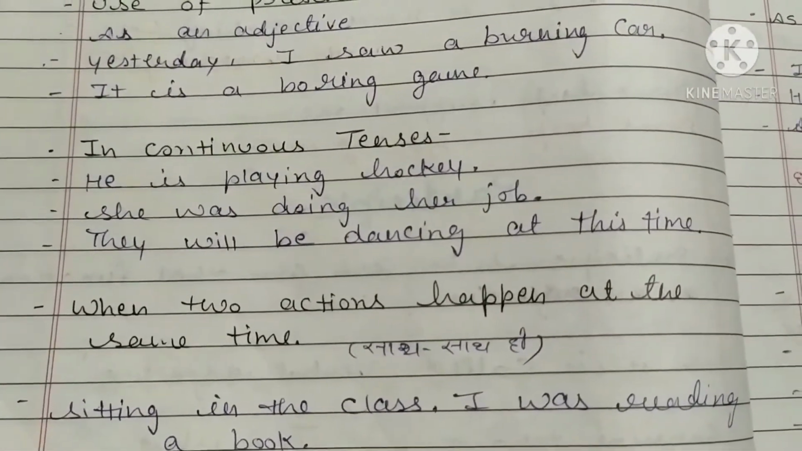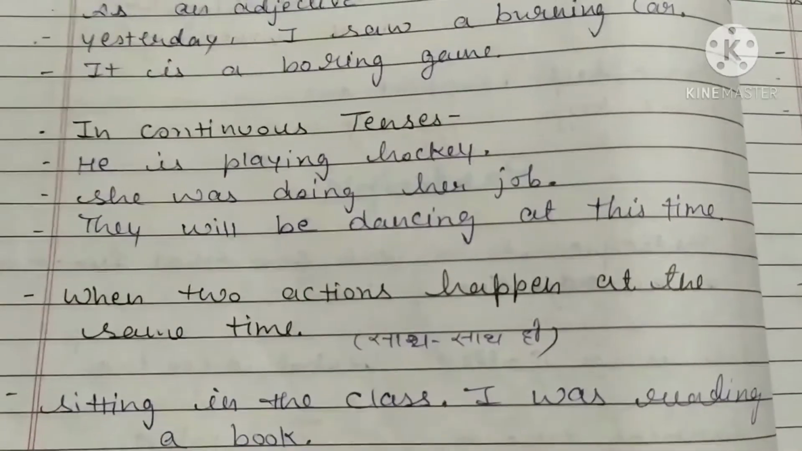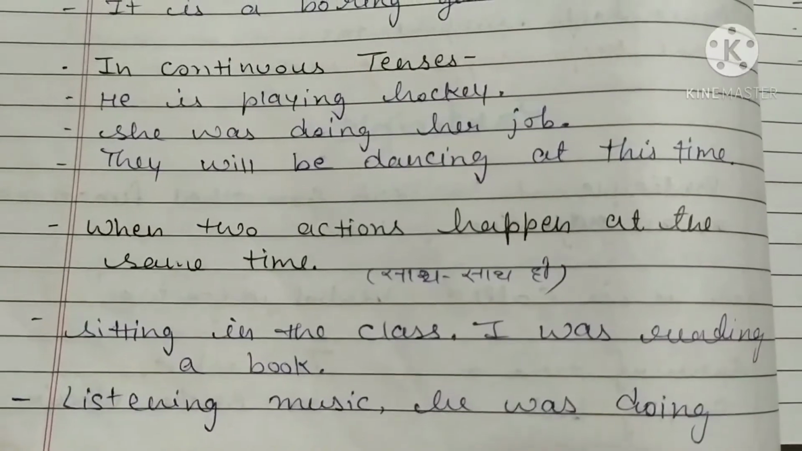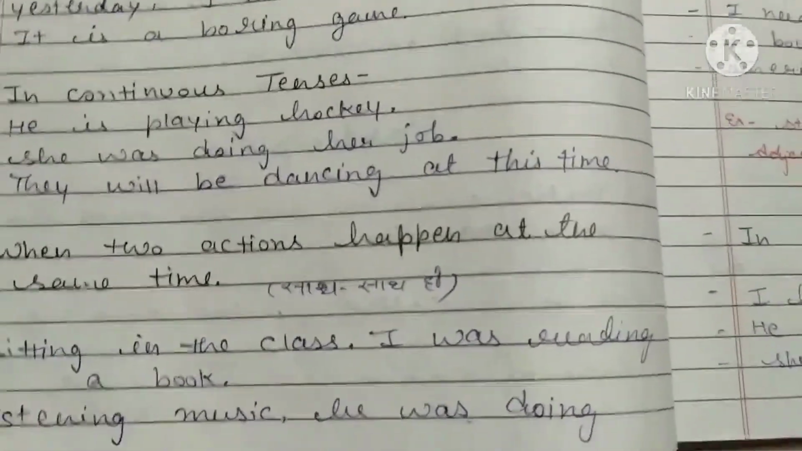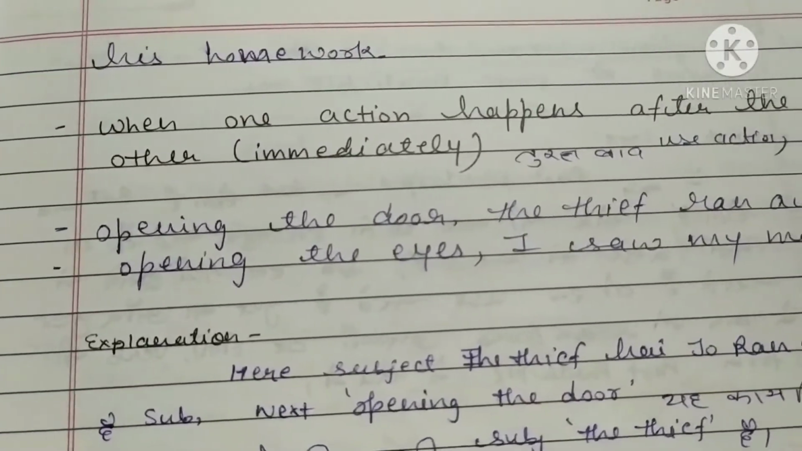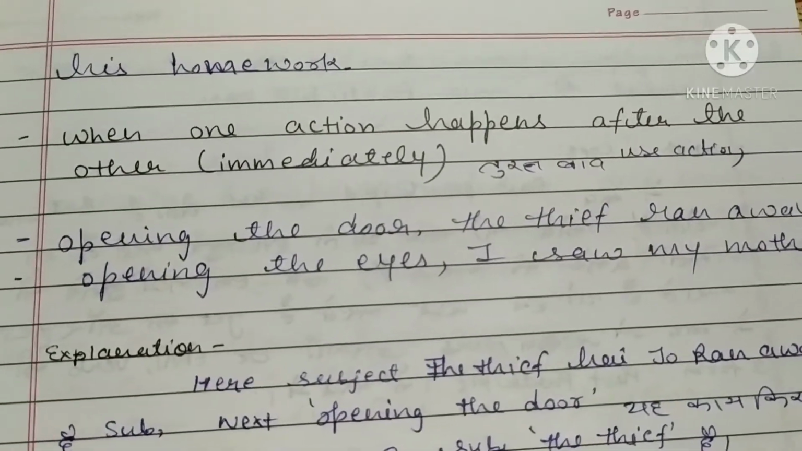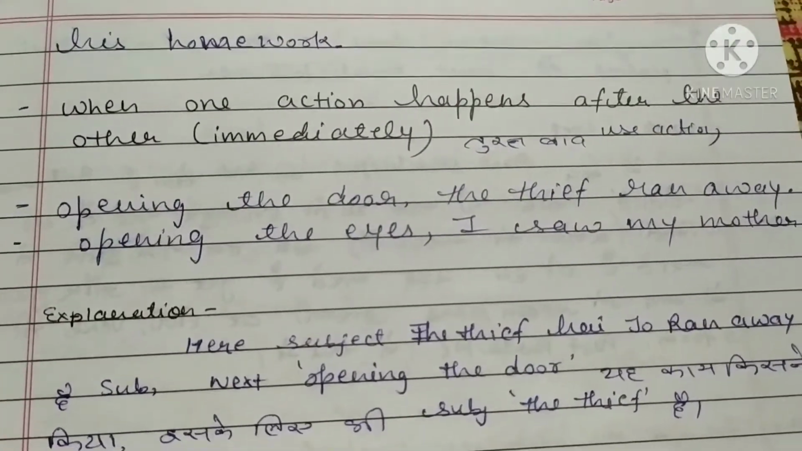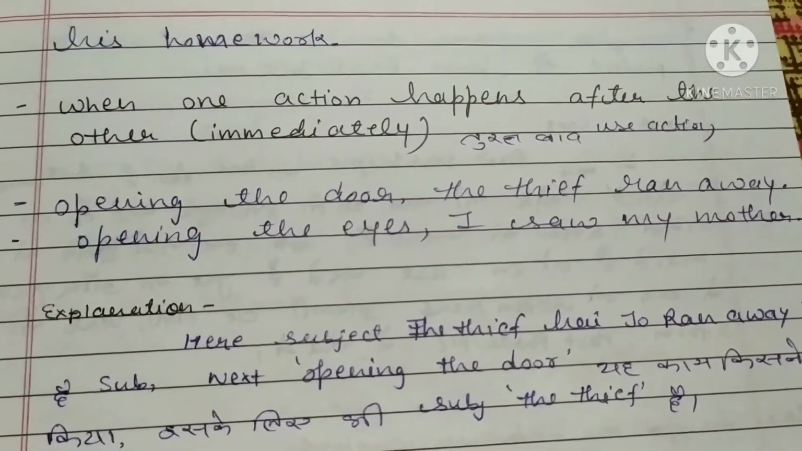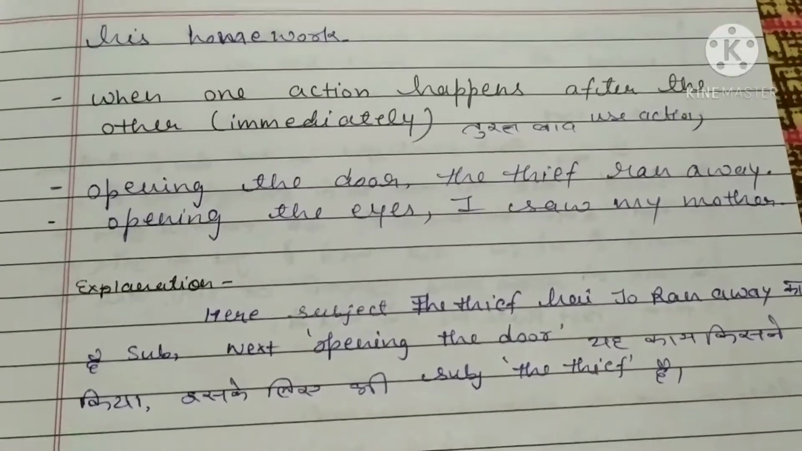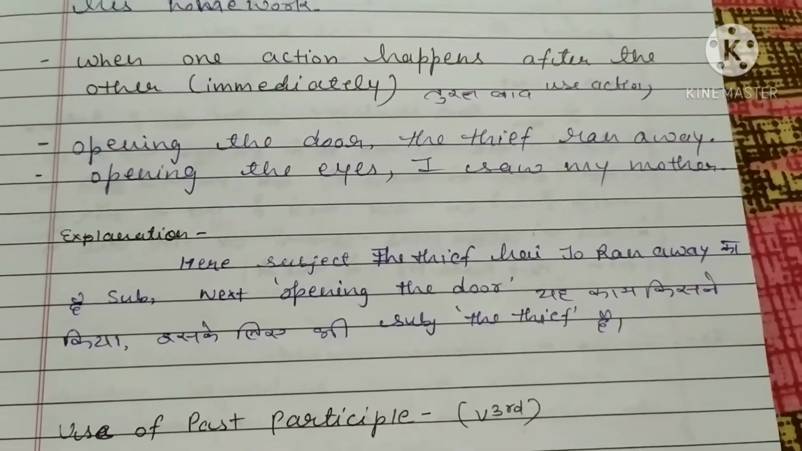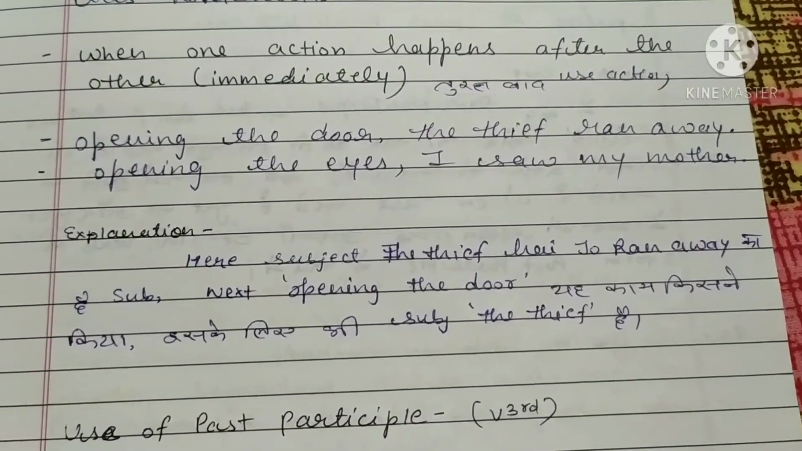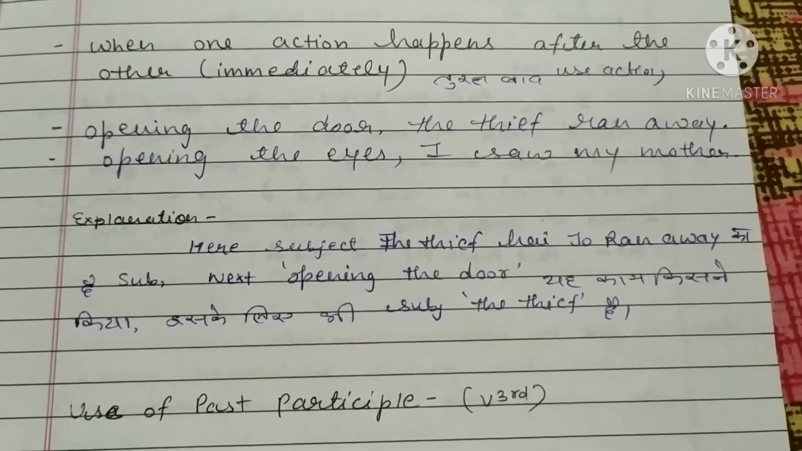When two actions happen at the same time, like sitting in the class, I was reading a book. Listening to music, he was doing his homework. When one action happens after the other, and immediately the second one starts, like opening the door, the thief ran away. Opening the eyes, I saw my mother. So here the subject, the thief, has run, and the next work done by the subject was opening the door.